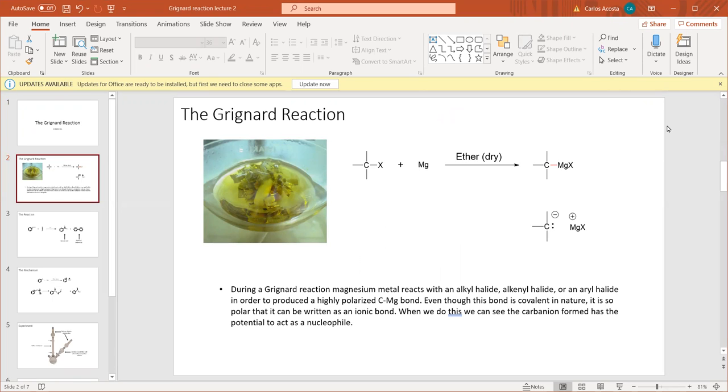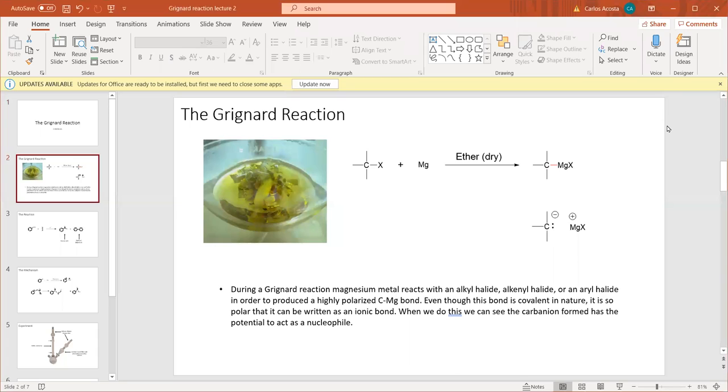What's going to happen is the magnesium will complex with the halogen on the halide, and it will insert itself between the carbon and the halogen, forming a carbon-magnesium bond. Now, again, this can be written as a purely ionic species, because while the bond is covalent, it is highly polarized, which means the carbon has a partial negative charge since the electrons will be on the carbon most of the time, and the MgX will have a partial positive charge.